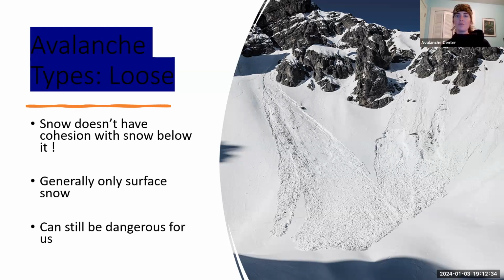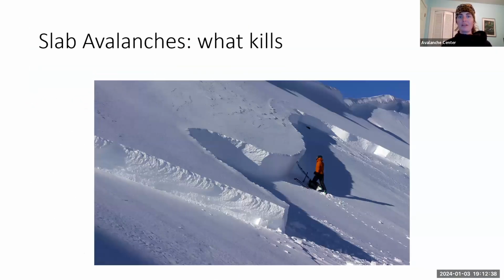So we still want to be aware of loose avalanches, but our primary killer is slab avalanches. This is a picture of a pretty big slab avalanche. I think Eric Knopf took this one, former forecaster for the GNFAC. Some of the characteristics of slab avalanches that are really dangerous are how wide they can break across slopes and how quickly they can pick up momentum.